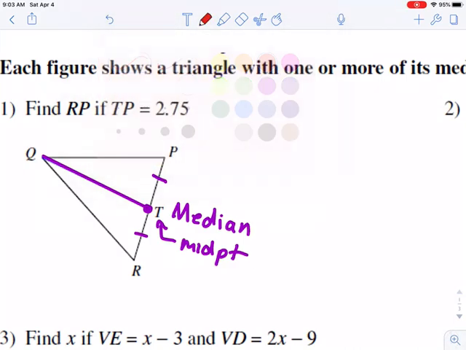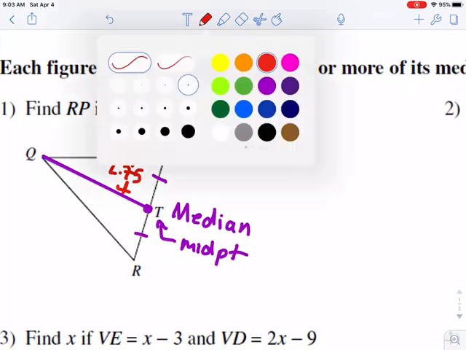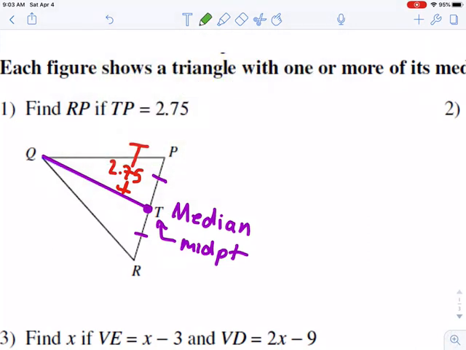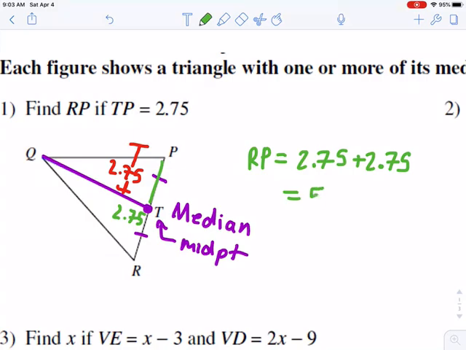All right, so in this problem right here, it's saying TP, which is this length right here, is 2.75. What's RP? Since this is the midpoint, this side is also 2.75. So RP is just 2.75 plus 2.75, which is 5.5. All right.